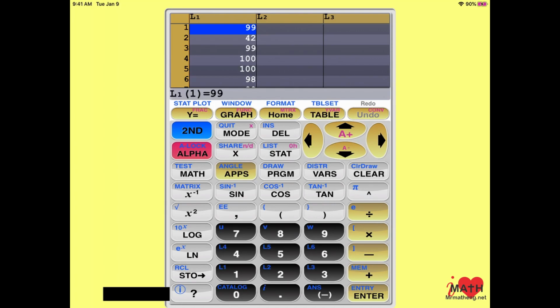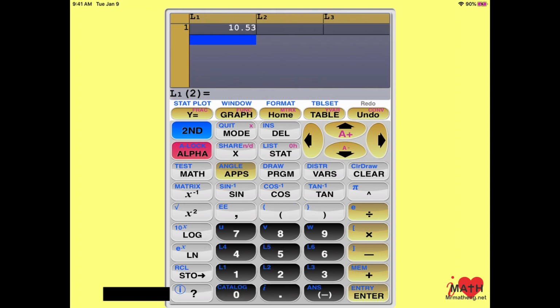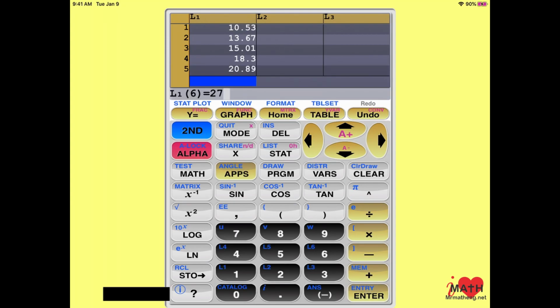So I'm going to go up to where it says L1, and I'm going to press Clear. You can also get a graphing calculator like a TI. That's one I know how to use best. So I'm going to insert all of these numbers: 1053, 1367, and 1501, 1830, 2089, 2707.